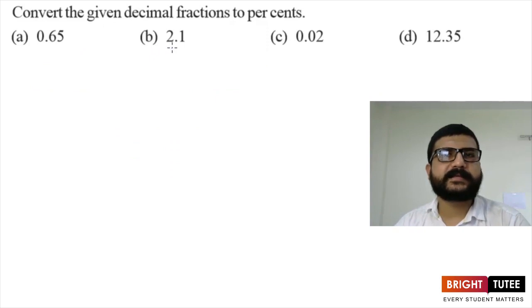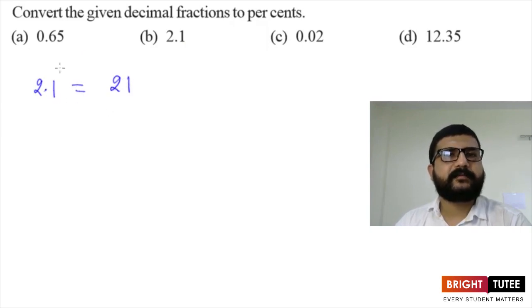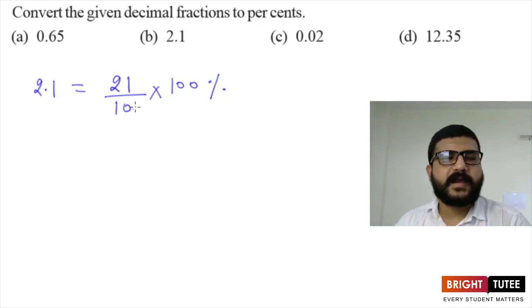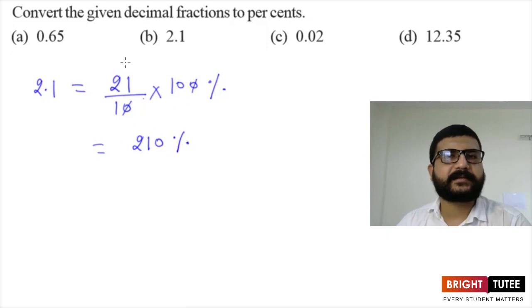The next one is 2.1. So again we will write this as a fraction first. So this will become 21. We removed the decimal, and after decimal we are having 1 digit. So we will put 10 here in the denominator. And now we will multiply this with 100 to convert this into percentage. Now we can cancel 10 with 10 here. Now 21 into 10 will give us 210. So this is 210%. Therefore 2.1 is equal to 210%.